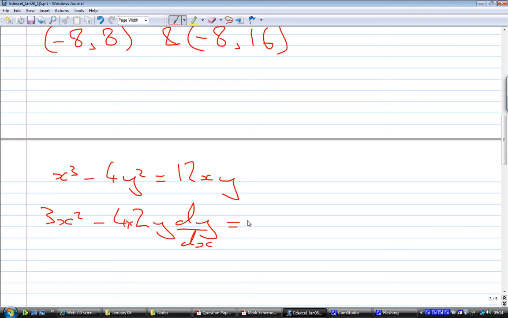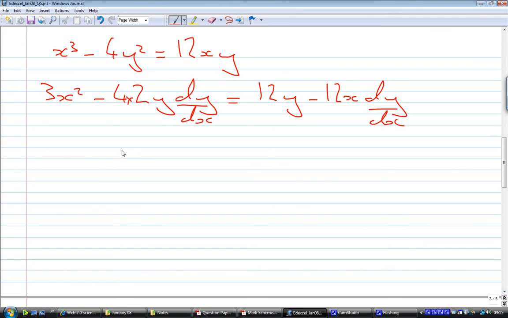equals, now we're going to have to use a product rule here. So differentiate 12x first and multiply it by y. That's going to give us 12. 12x differentiated with respect to x gives 12y, plus then we've got 12x times y differentiated with respect to x, which is going to give us dy by dx. So that's that bit done.